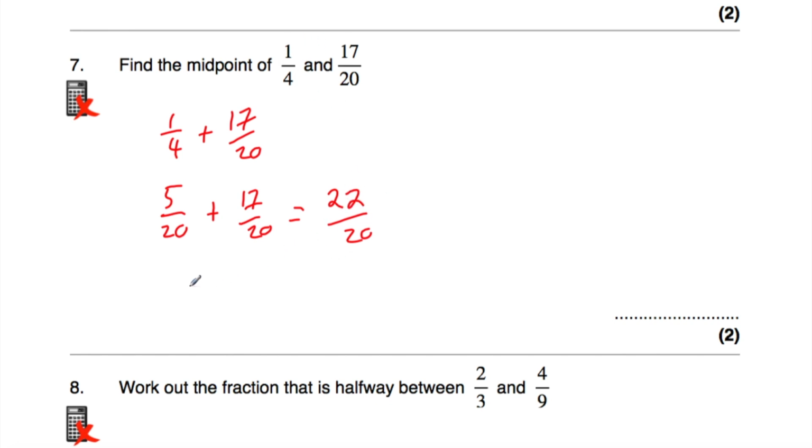Now we just need to divide by 2. So we've got 22/20. We just need to divide it by 2. And half of 22/20 would be 11/20. Just dividing that numerator by 2. Just halving the 22 to get 11. So 11/20. And that's it. So the midpoint of 1/4 and 17/20 would be 11/20. And that's it. Okay, let's look at question number 8.